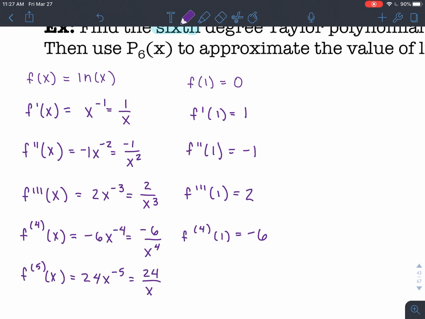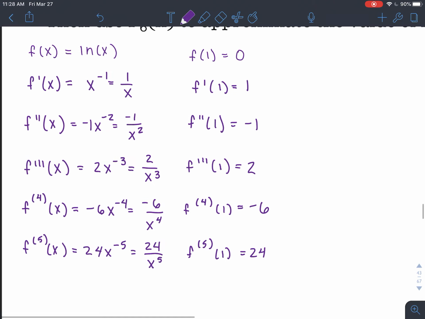And then we're almost there, right? 2 more derivatives. So my fifth derivative is going to be 24x to the negative 5th.